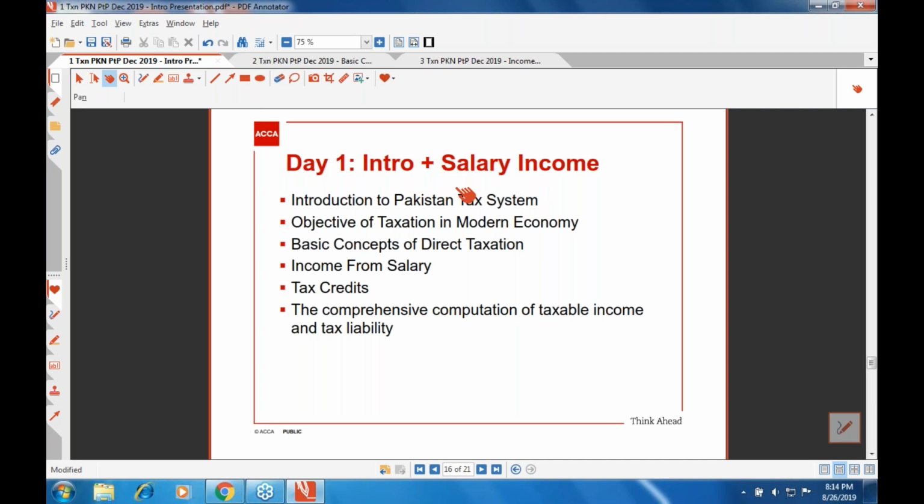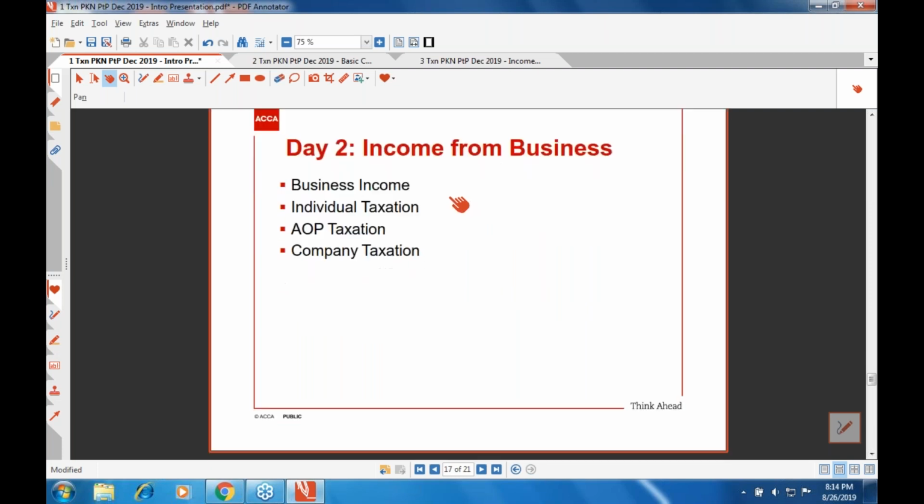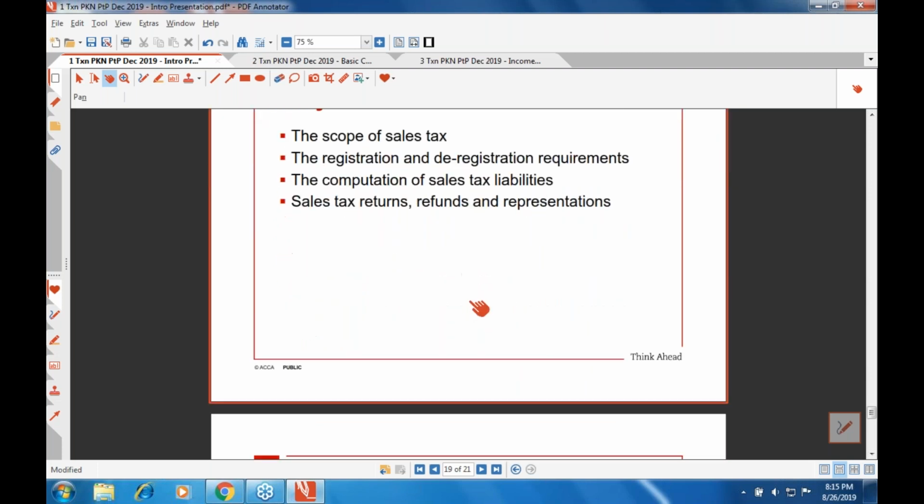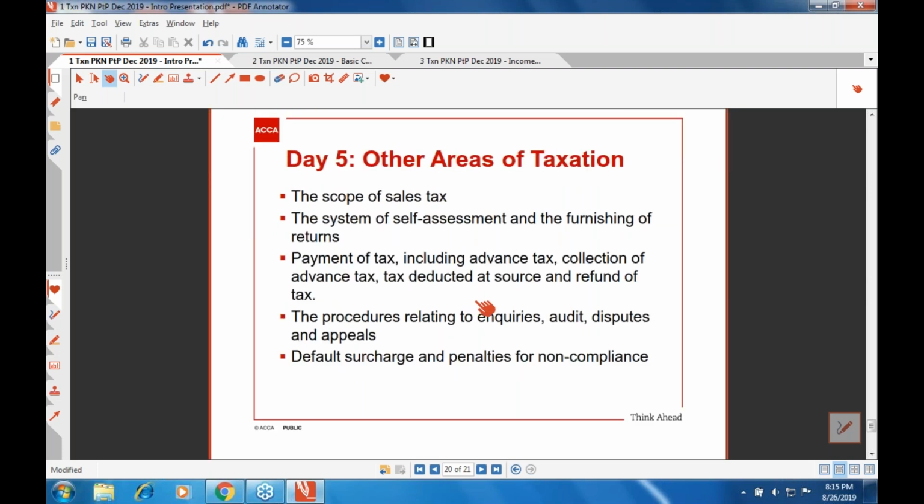And then from day two onwards, we'll have income from business. Day three, we'll have the other heads of income in Pakistan, which include income from property, capital gain, etc. Then sales tax, and the last day is going to be the other areas of taxation. The session is going to be very exam focused.